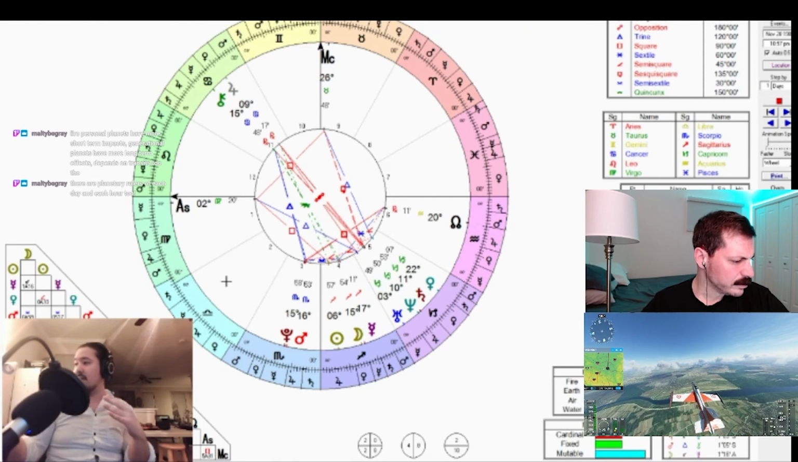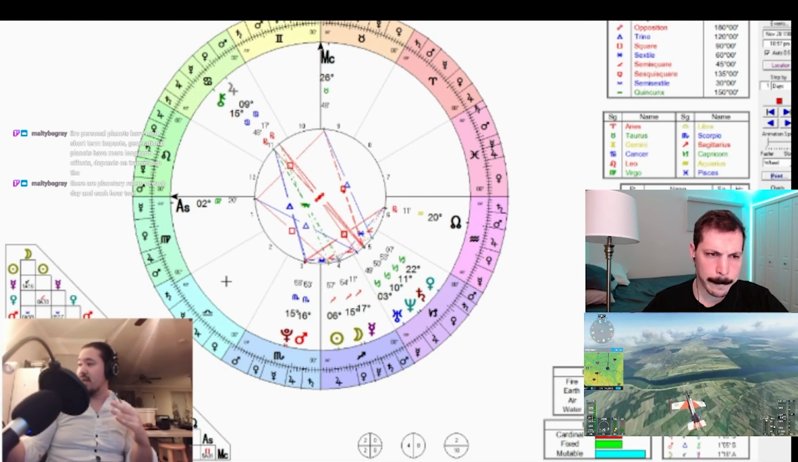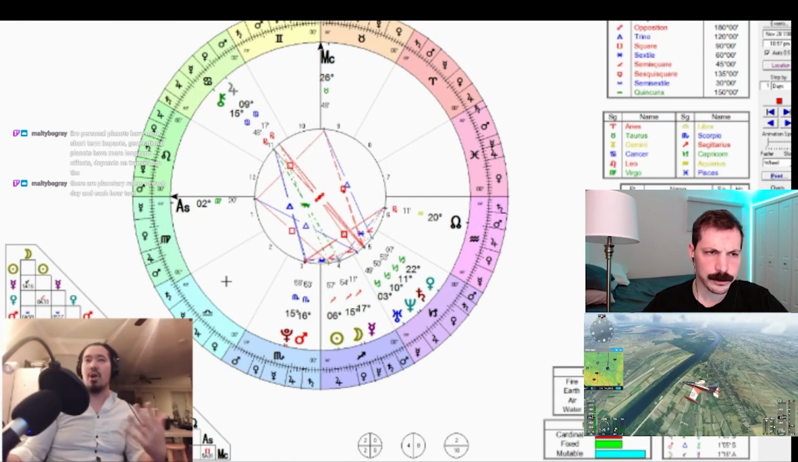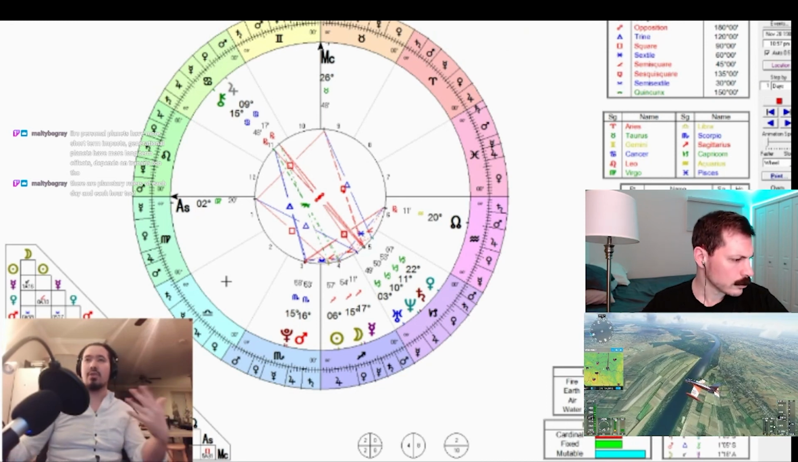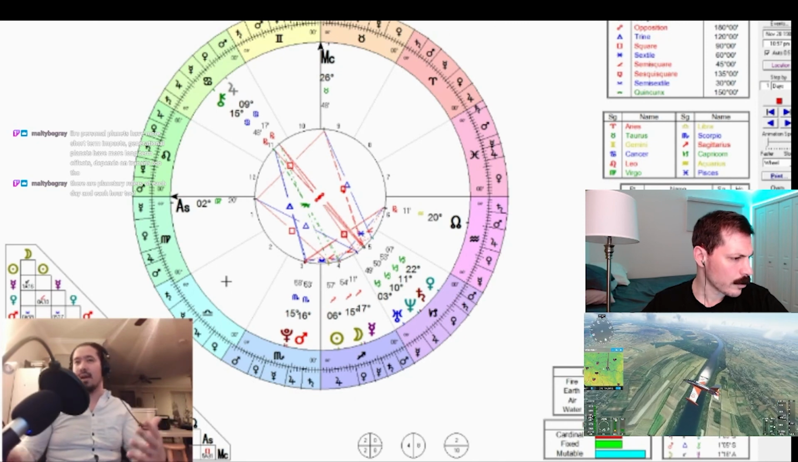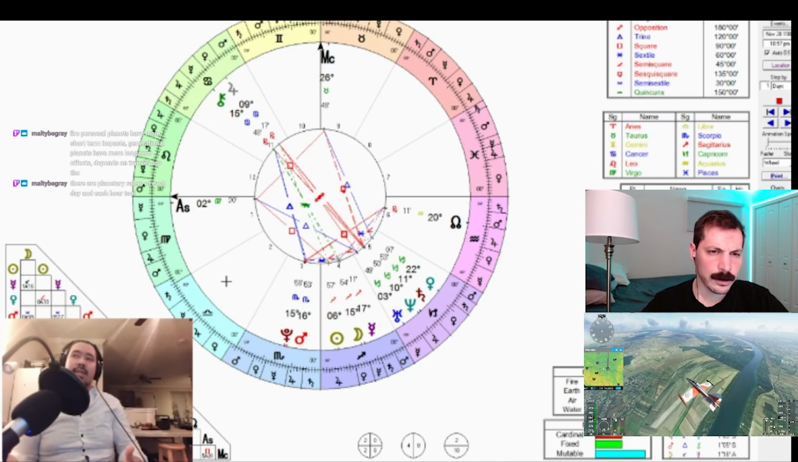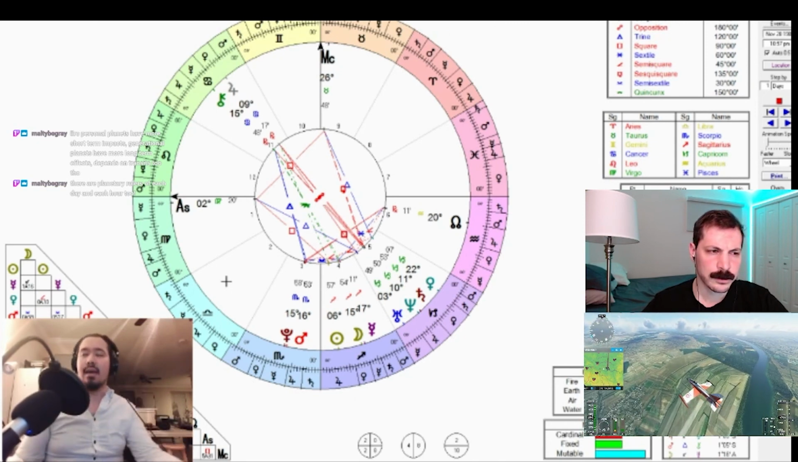And as Multi's pointing out, there are also planetary rulers of each day and each hour, but those tend to be more esoteric and more for magical usage, but you can also use them as elections for deciding when to do things. They're less predictive. They're more like actions you would take.